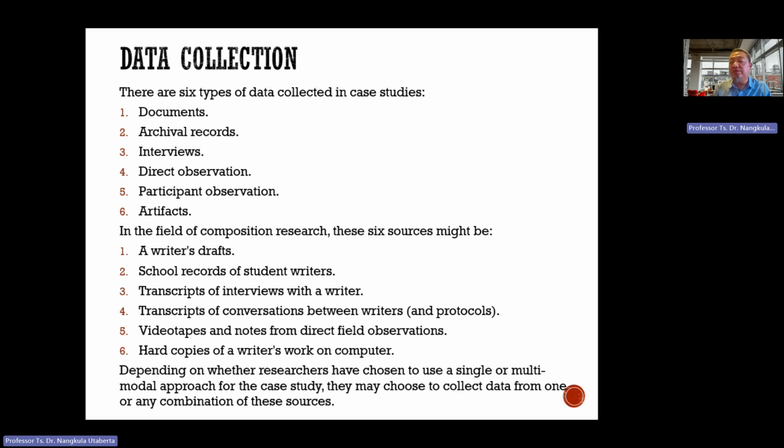And of course, you can use artifacts. For example, in architecture, we use the buildings to do case studies of certain things. In the field of composition research, sources might be writers' drafts, records of students, writers, transcripts of interviews. These are the reports. You can use the transcripts, conversations, videotape, hard copies. So these are the types of forms, the outcomes, the output of the research, the one that you produce at the end.